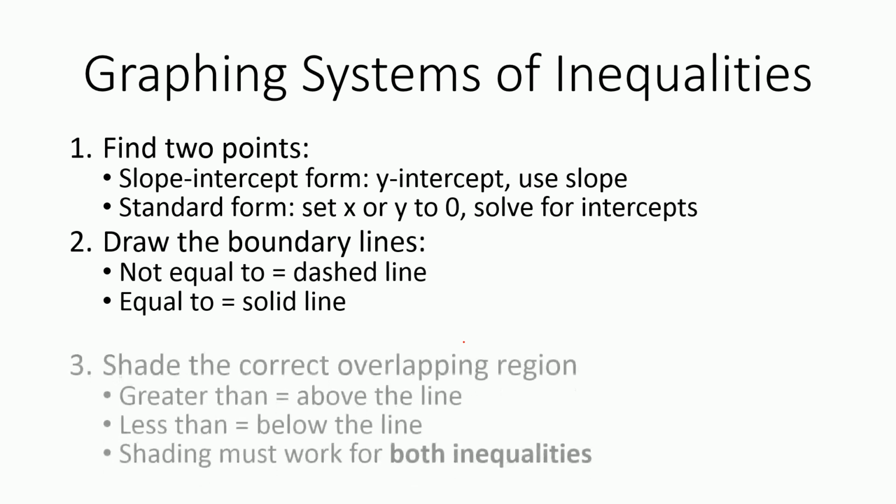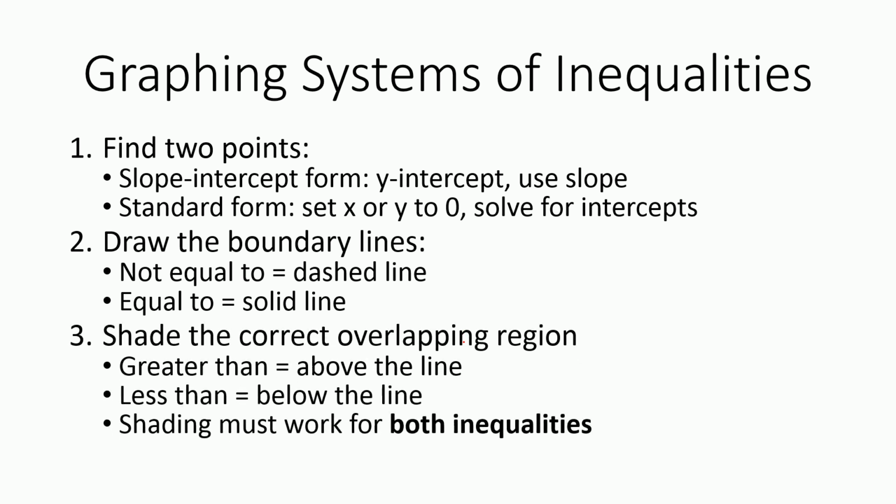Then we would shade the correct overlapping region. Greater than always means above that line, less than works below the line, and the shading has to work for both inequalities. And we'll see what we're talking about visually next. We also need to be aware of certain situations when it comes to standard form that might change how our inequalities are graphed. And we'll talk about that when we come to that.